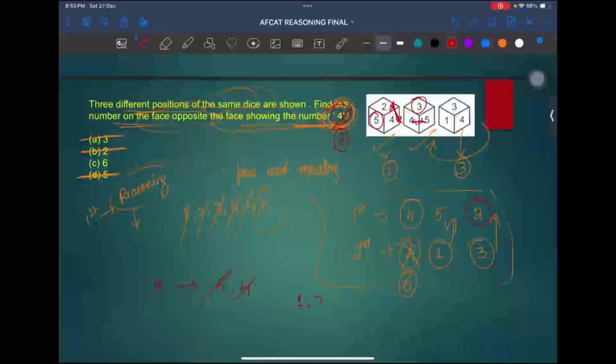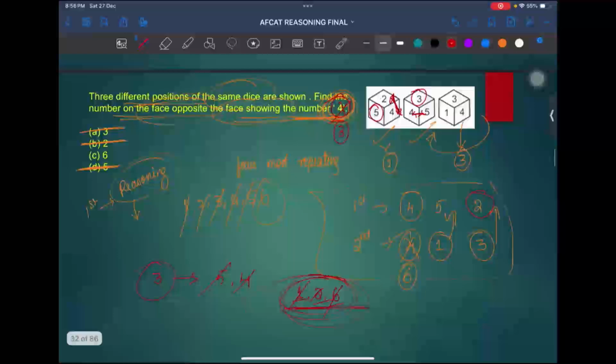1 2 6. So you should be very sure that it should not be 1, it should not be 2, and it should not be 6. So there are three possibilities that the opposite value of 3 will be either 1, 2 or 6. By using this clockwise method, you will come to a conclusion that the opposite value of 3 will become 2.